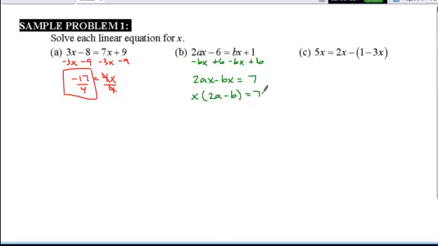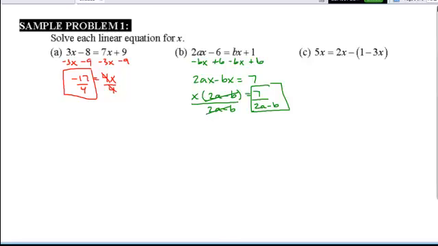And then to isolate the x completely here, we undo the operation. So we're going to divide by that binomial, 2a minus b. And we get our solution, x is equal to 7 over the whole binomial, 2a minus b.